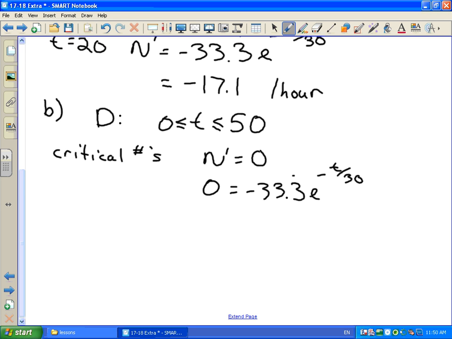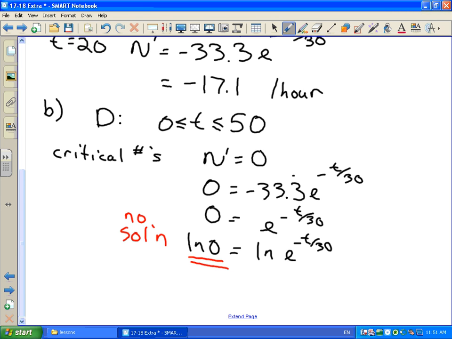How do we solve this for t? Okay, well, we could deal with the negative 33.3 first by dividing through both sides. And then take the ln of both sides. What's the problem with what I've written here? I can't take the ln of 0. So this is telling me that there's actually no solution here. So now what do we do?